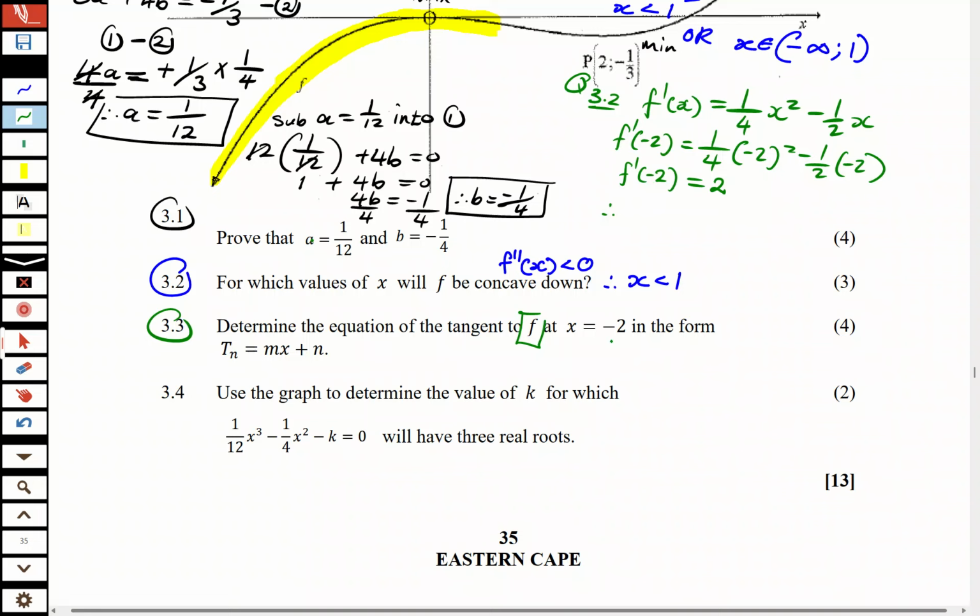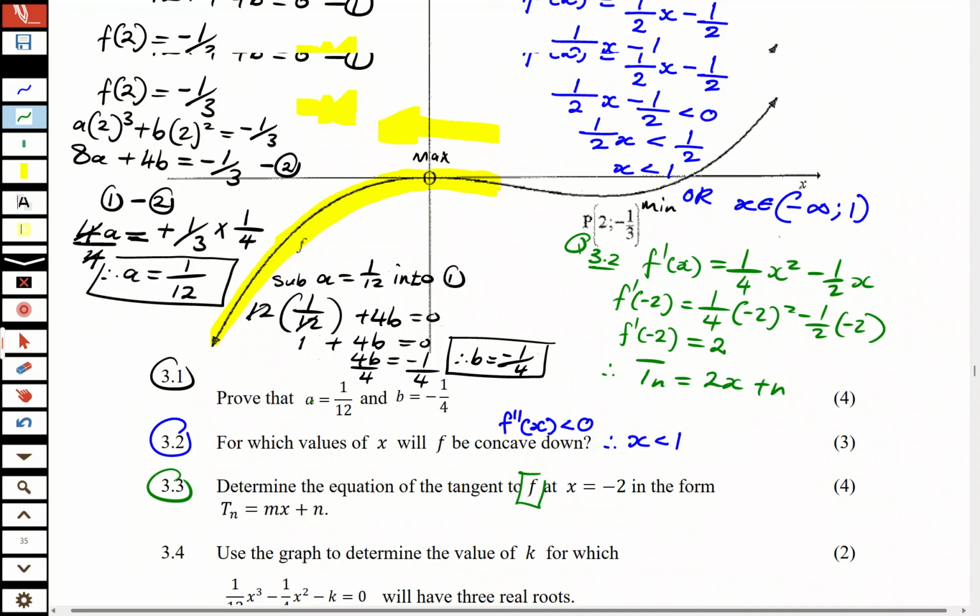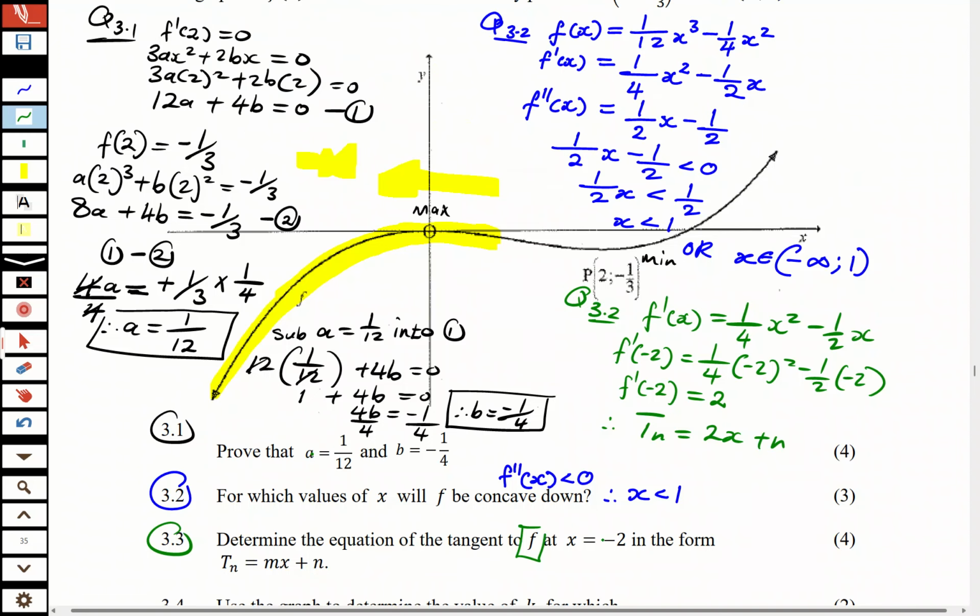In this case, x is equal to negative 2. So therefore, this tangent here, Tn, is simply your m, and now it is 2x plus n. To find n, you use this point. Remember this point here, x is equal to minus 2. It is also a point on the curve.